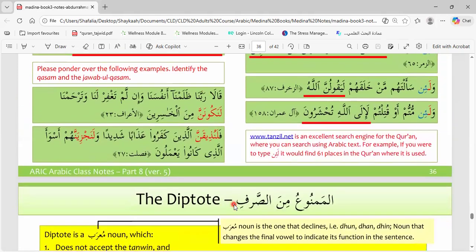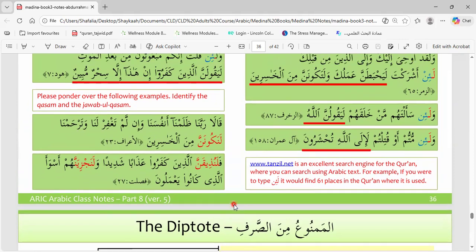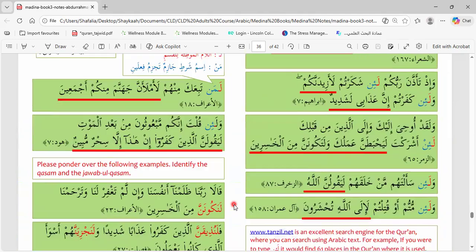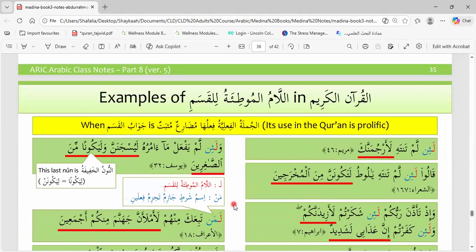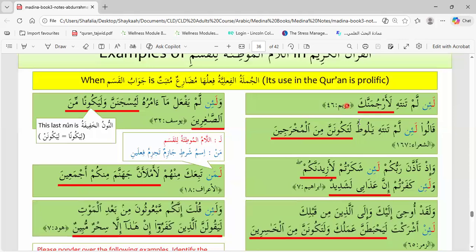Inshallah, next lesson we will talk about al-mamnu' min al-sarf, the lesson on that. Have a look at these examples and see where you can see that qasam or jawab al-qasam. So here you might just have the jawab and not the actual qasam. But on this example in the jumla fi'liya, it is easier on this side to know the qasam and the jawab al-qasam. So here you have that.